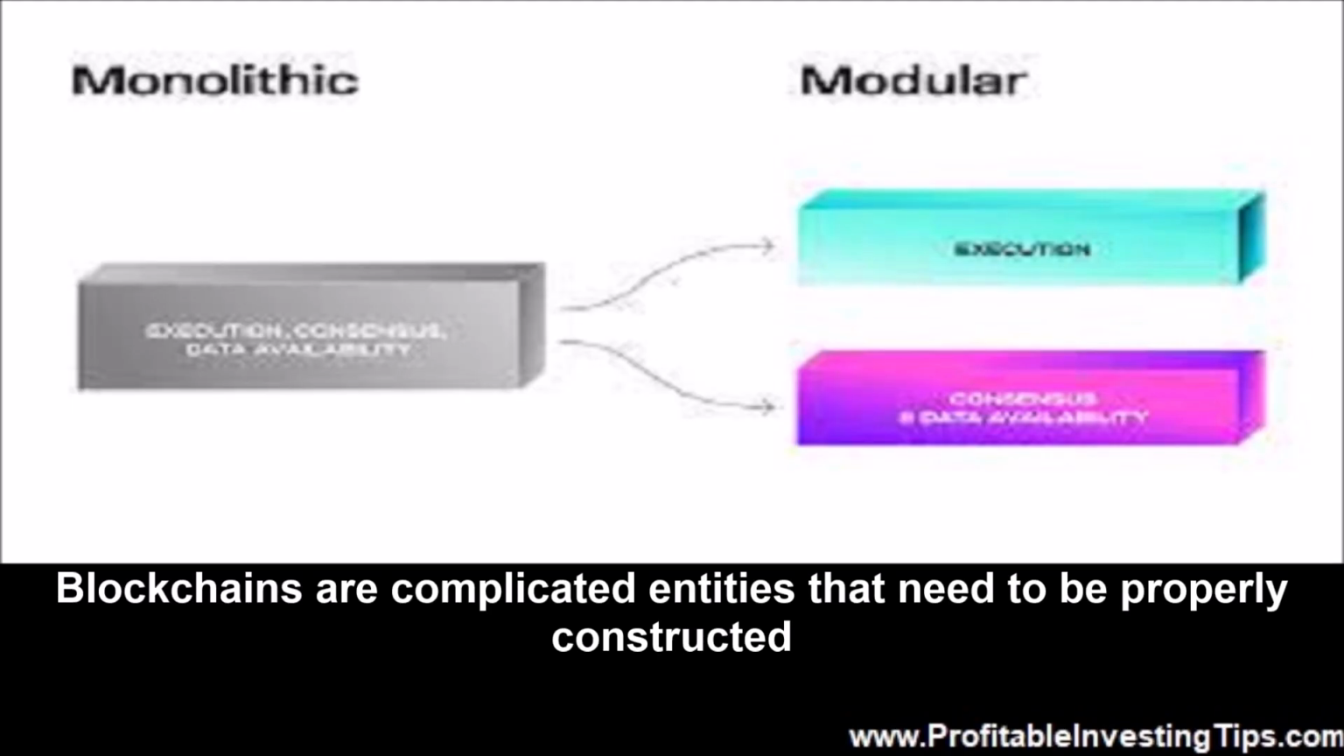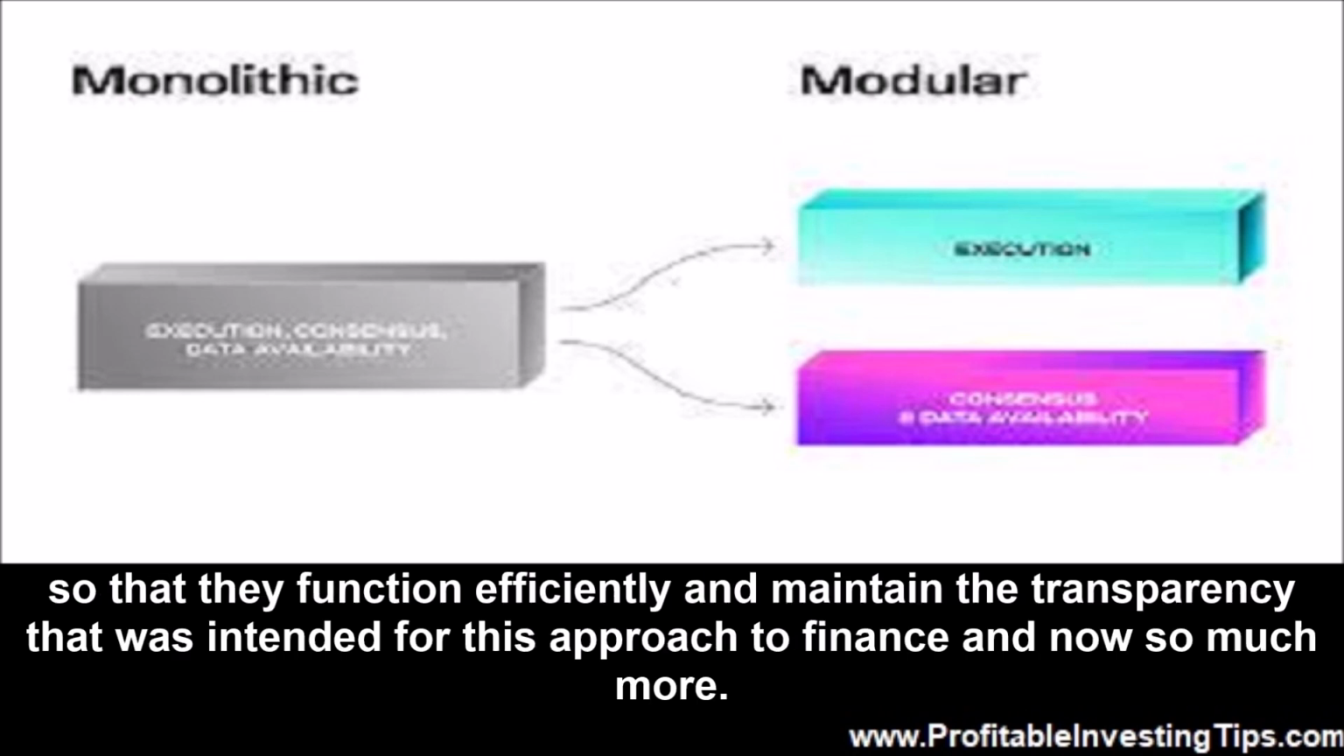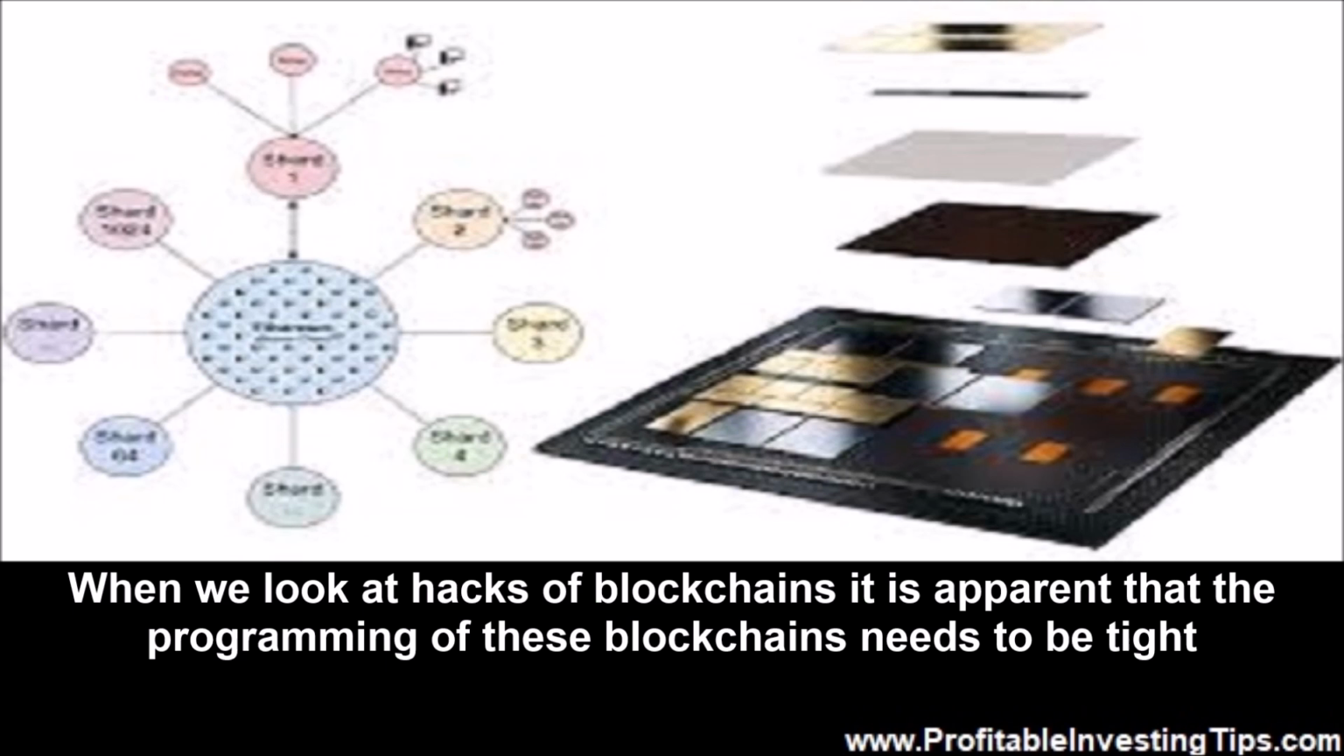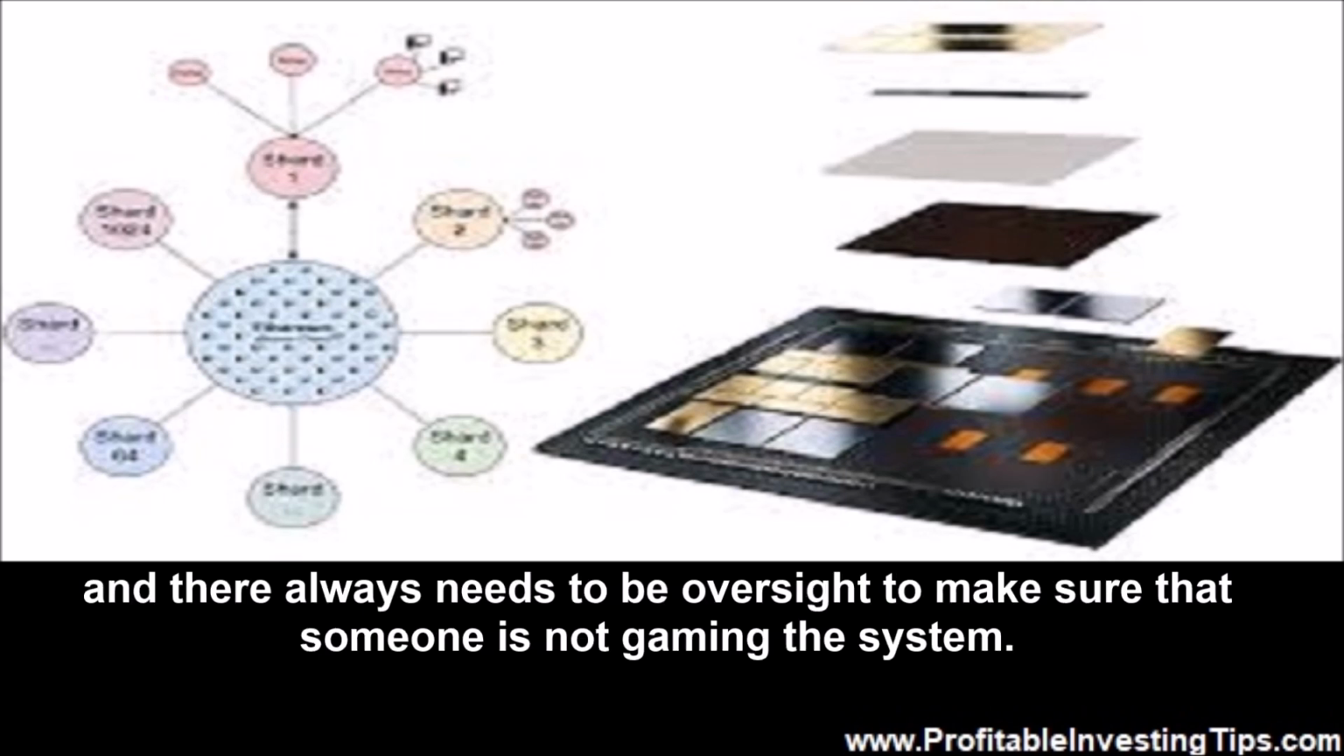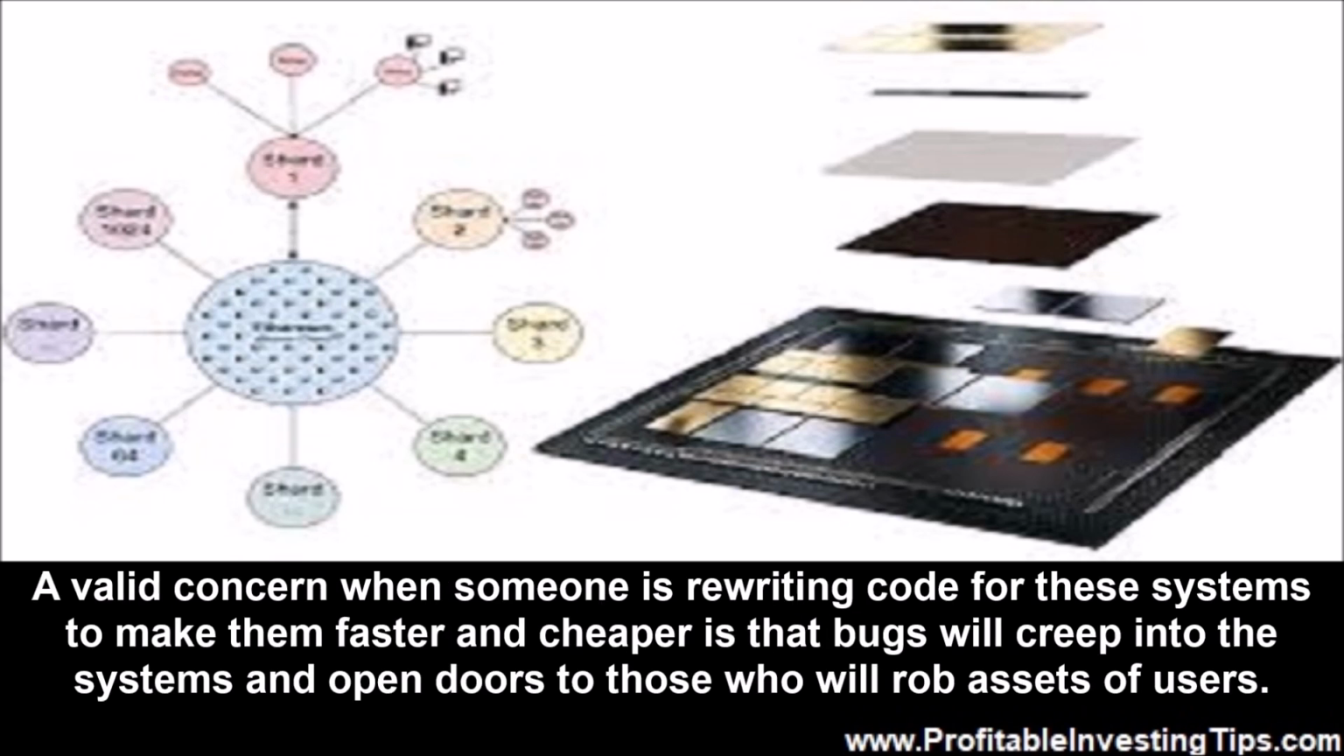Risks of modifying blockchains. Blockchains are complicated entities that need to be properly constructed so that they function efficiently and maintain the transparency that was intended for this approach to finance, and now so much more. When we look at hacks of blockchains, it is apparent that the programming of these blockchains needs to be tight, and there always needs to be oversight to make sure that someone is not gaming the system. A valid concern when someone is rewriting code for these systems to make them faster and cheaper is that bugs will creep into the systems and open doors to those who will rob assets of users.